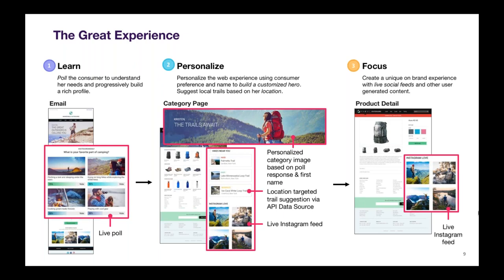So then when the customer clicks through on that email and heads over to your website category page, you can show them a header image that is personalized with their name and something based on their poll response. And then you could even go as far as using location targeting by leveraging maybe an API data source to show them localized content that they might be interested in. In this case, we're showing a local trail for somebody who's interested in hiking.